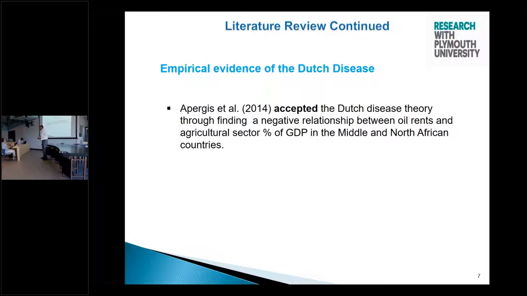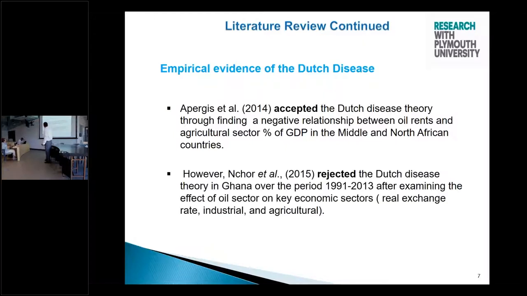So the empirical evidence of the Dutch disease. This study has supported the theory of the Dutch disease. He examined the relationship between oil rents and agricultural sectors in the Middle East countries. So he supported the Dutch disease theory. However, this study is rejecting Dutch disease in Ghana.